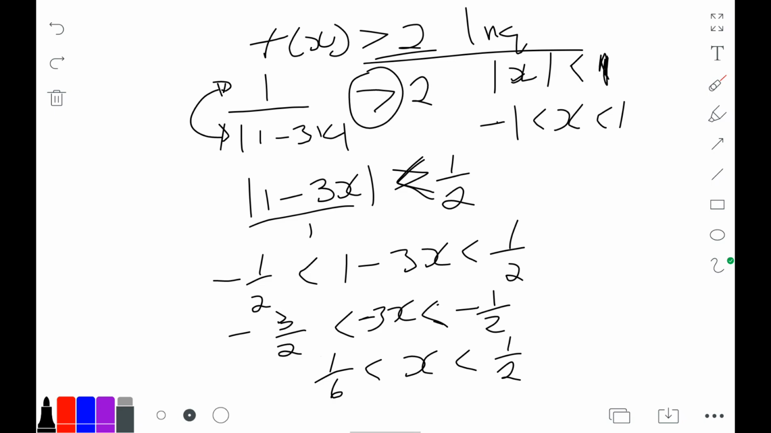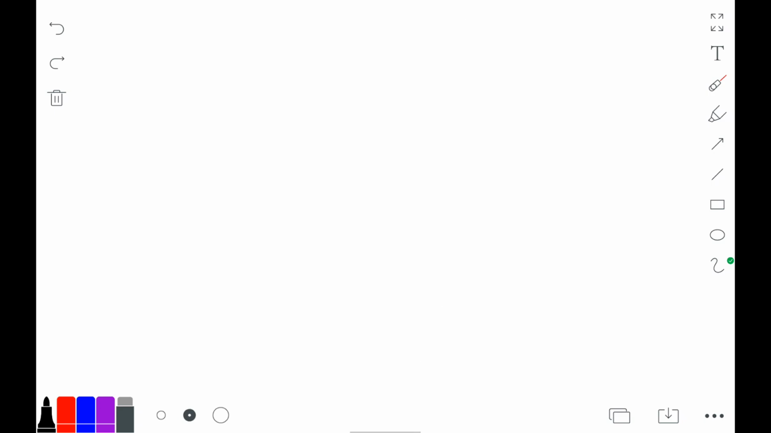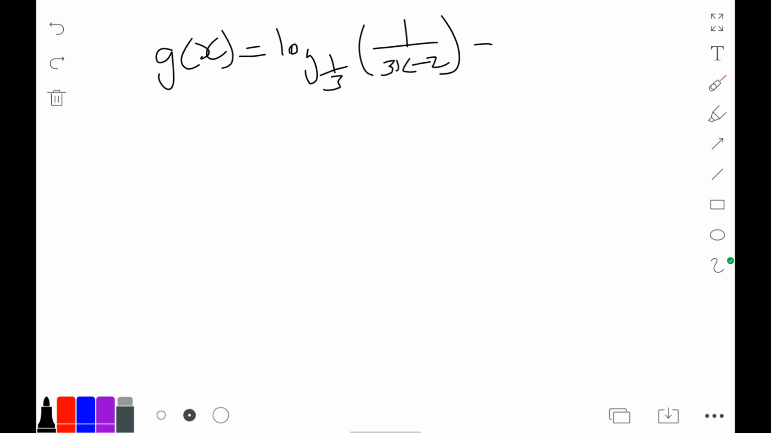Sometimes you can also be given, for example, a question that asks you to solve for g. You know that it was already g of x. You are not solving, you are simplifying. Your g of x was log of 1 over 3 into 1 over 3x minus 2, minus log of 3x.